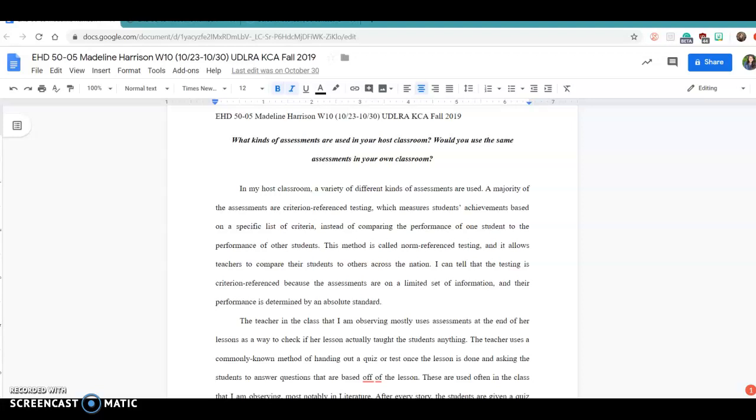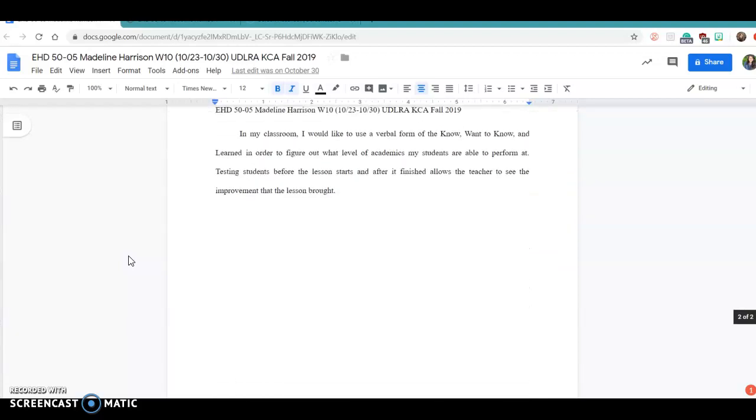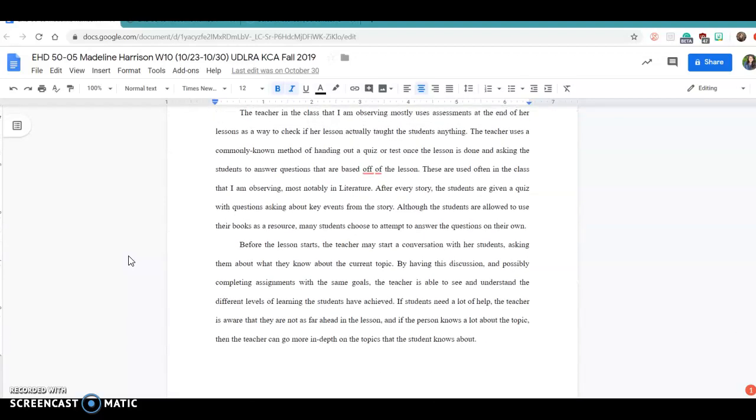All right, so we are going to be looking at my UDLs for week 10 and week 12. So this is week 10, and we're talking about the types of assessments that are used in the host classroom. Obviously you've read this, so you know what I talked about.